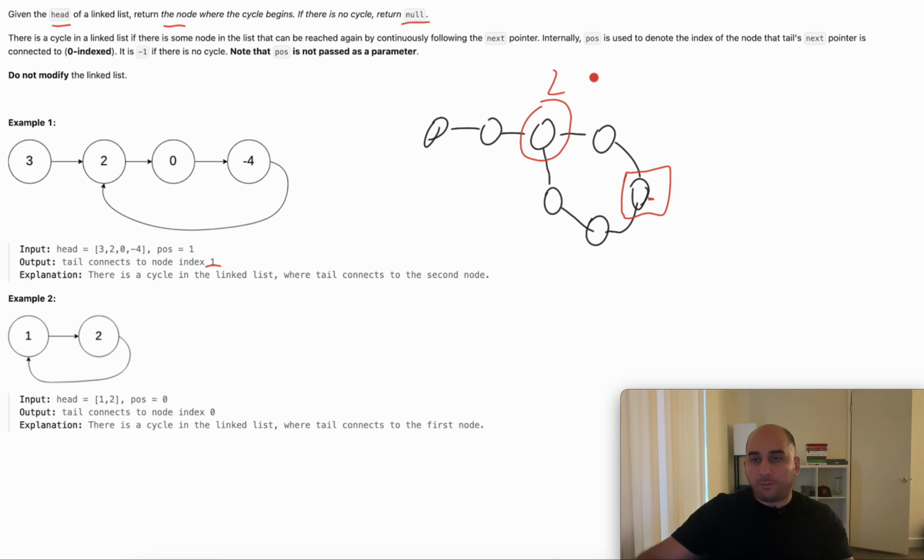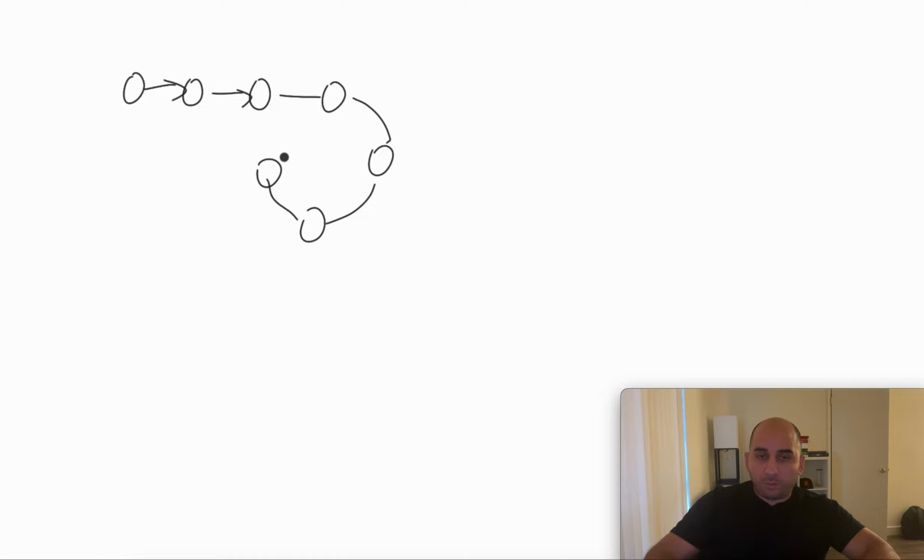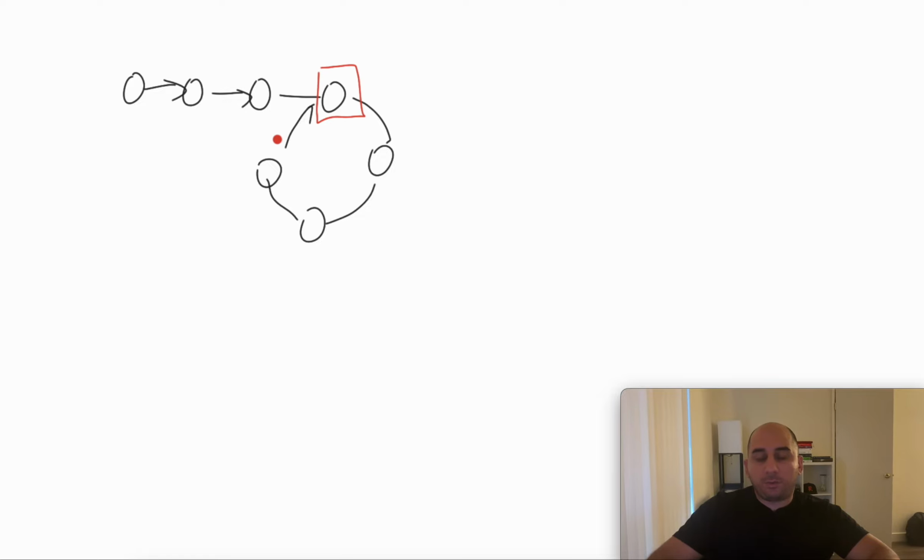Let's see how we are going to solve this problem. All right, let's start. Let's take this example. Let's say we have 3 nodes here, and that is pointing, and also here it goes into a circle. So in the circle, let's say we have 3-4 nodes, and this is our circle. So this is our linked list, and we need to return this node, the starting position. So how are we going to solve this problem?